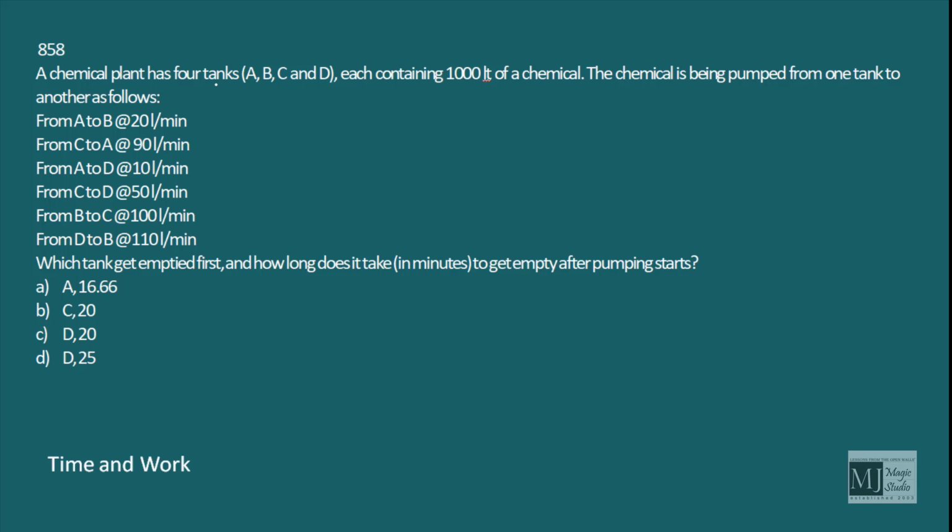A chemical plant has 4 tanks A, B, C, D, each containing 1000 liters of chemical. The chemical is being pumped from one tank to another as follows. From A to B, 20 liters per minute. Let me have the minute schedule. What is happening in 1 minute? From A to B, 20 liters. A to B means minus in A and plus in B.